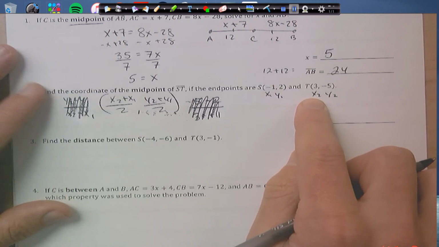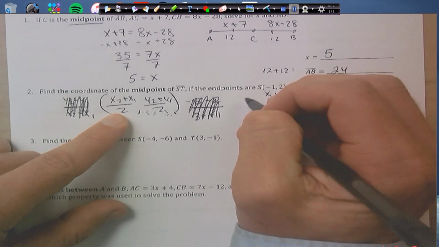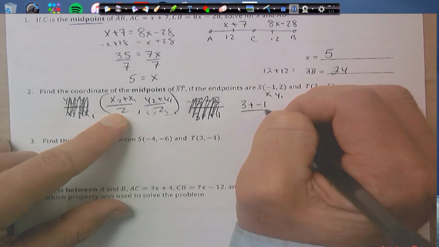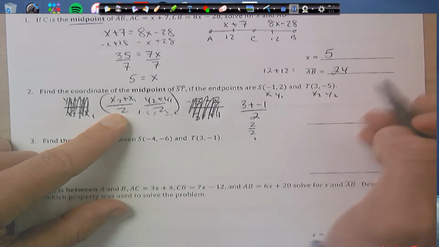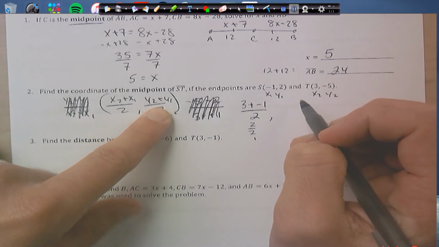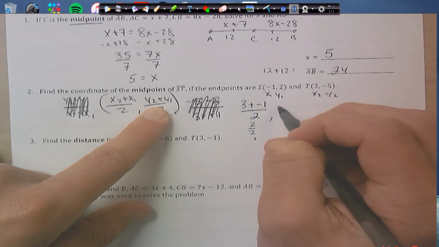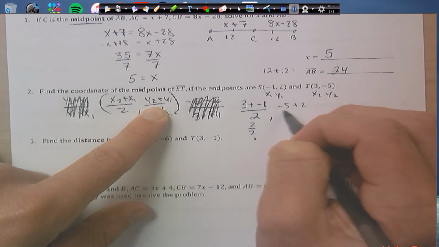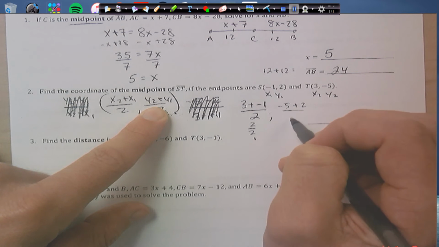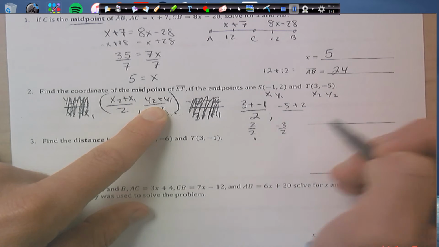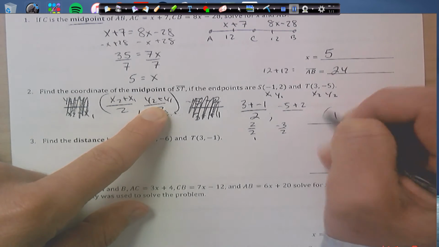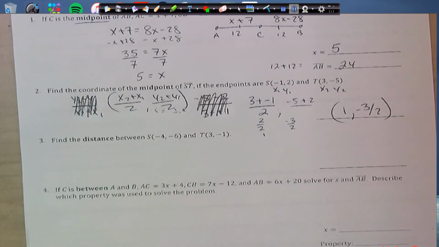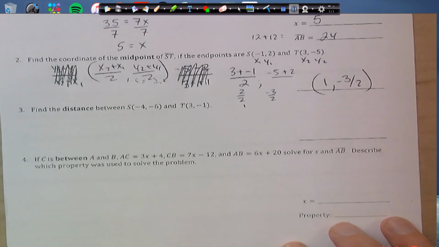3 plus a negative 1 divided by 2. That's going to become 2 divided by 2, or just 1. And then we're going to get y2, which is negative 5 plus 2, which is going to be a negative 3 over 2, which we can't reduce. So we get 1 comma negative 3 over 2 is our midpoint. Okay? Sorry about that. All right, distance formula.